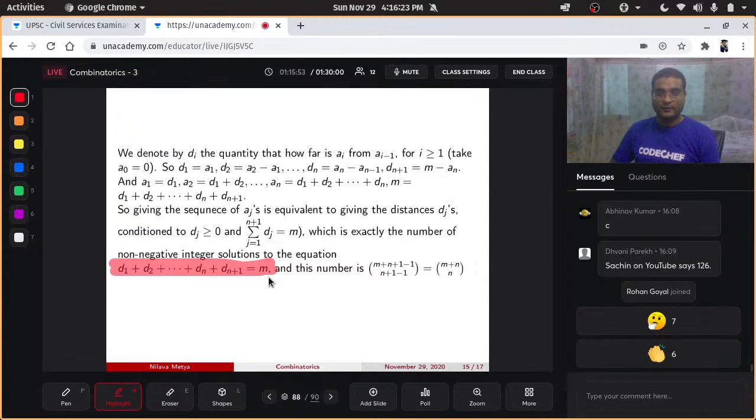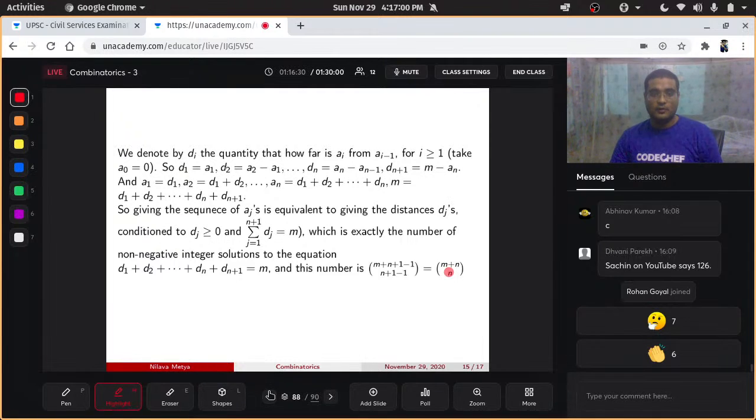If we have found the non-negative integer solutions to this equation, each solution gives you the distances between the corresponding milestones, so that will give you where the milestones are. And we have already seen from the last class that the number of non-negative integer solutions to this equation is exactly m plus number of variables minus 1, choose number of variables minus 1, which is simply m plus n, choose n.